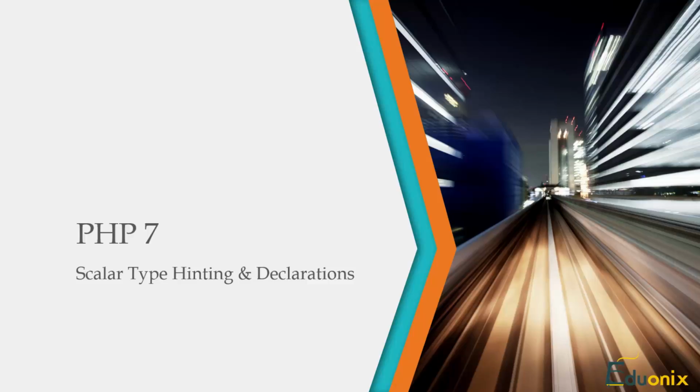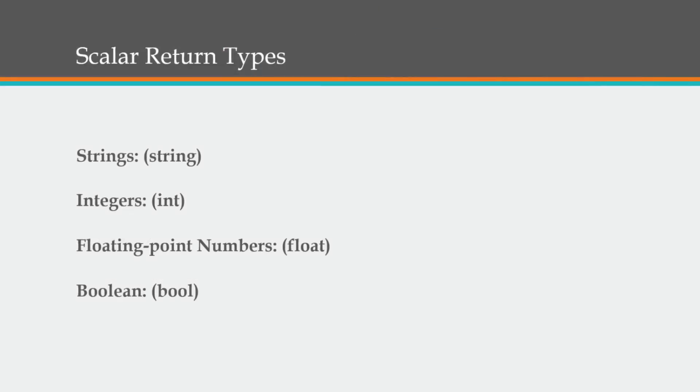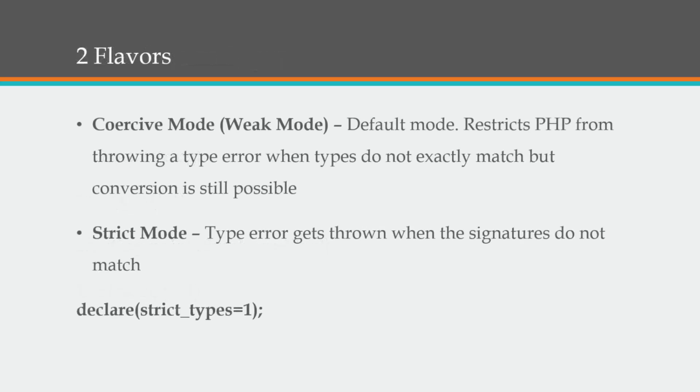All right, so we're going to go a little deeper into return types and declaration and scalar type hinting. The scalar return types available are strings, integers, floating point numbers, and booleans. And there's two main flavors or modes when dealing with type hinting and return types. We have coercive mode or weak mode, and this is the default.